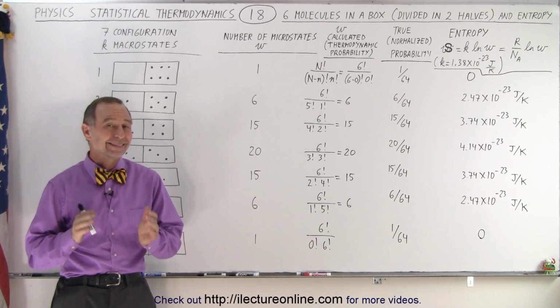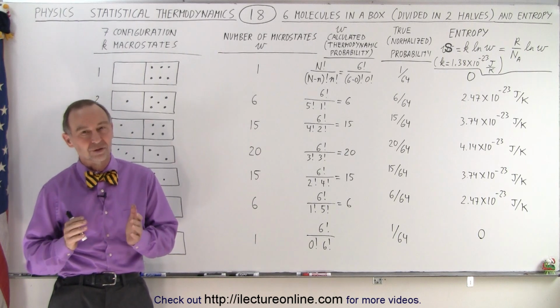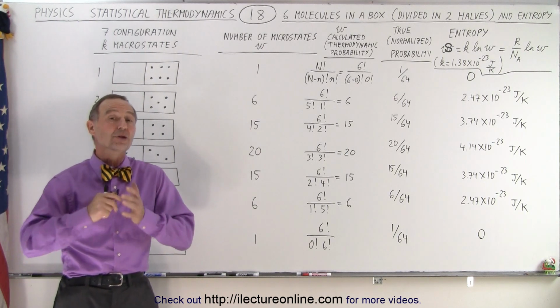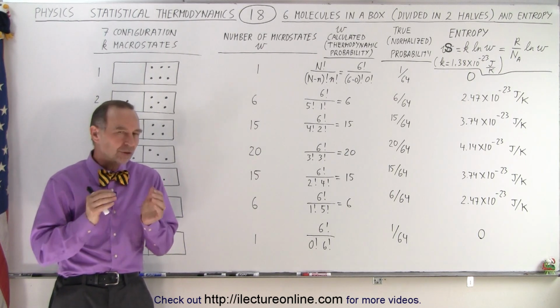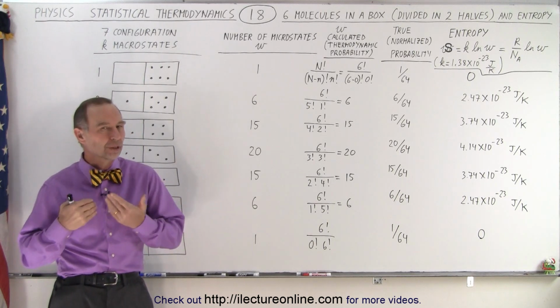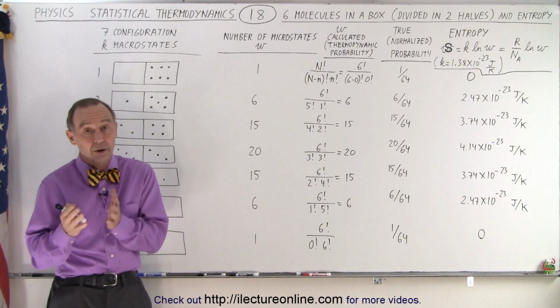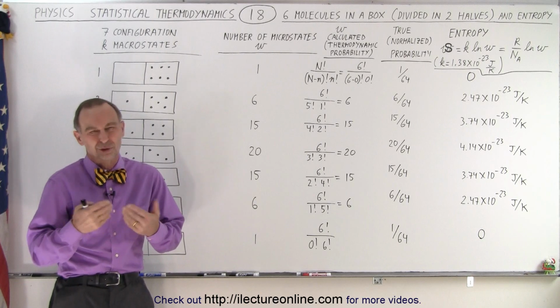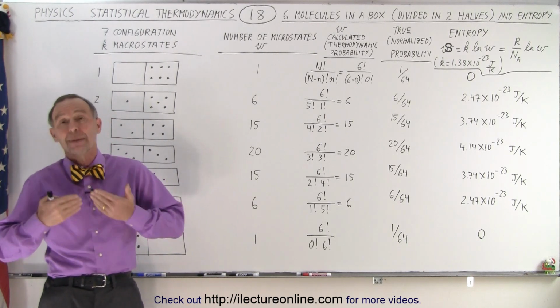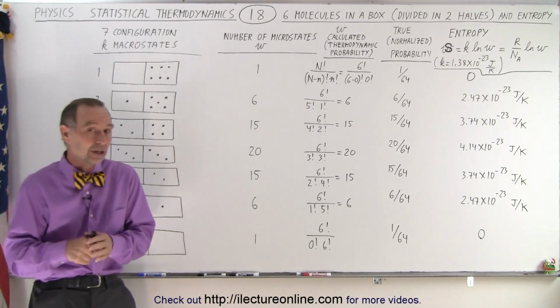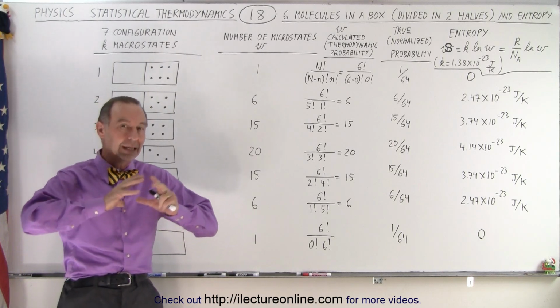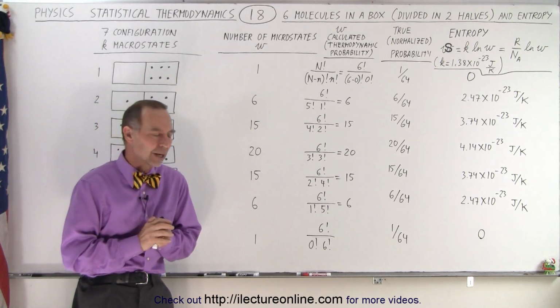Now we're going to look at 6 molecules in a box, kind of the way we looked at the 100 coin toss in the previous video, but you'll see there's one more component. We're also going to take a look at the entropy of that particular condition, or we should say the entropy of each of the different macro states that we can have in a situation where we have 6 molecules that can be distributed at random inside a box.